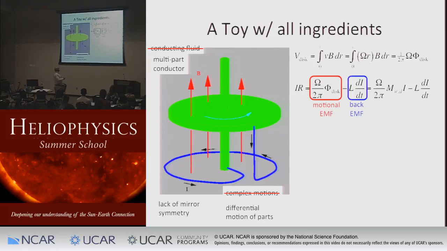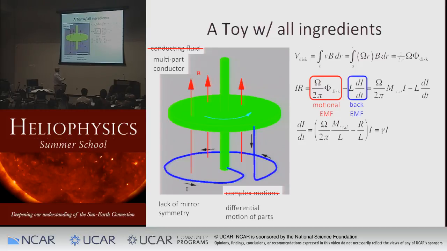I'm going to now invoke, okay, so we have the flux through the disk. I'm going to introduce the mutual inductance, right? L is the self-inductance, M is the mutual inductance between the wire and the disk, and so the flux through the disk is the current times that. Okay, so then I have this equation.